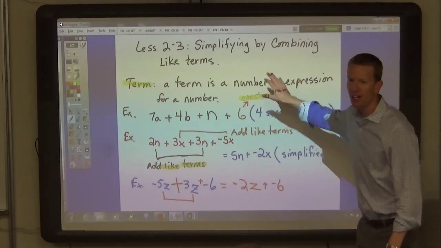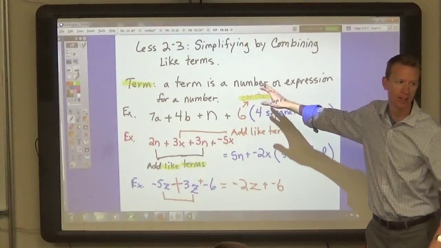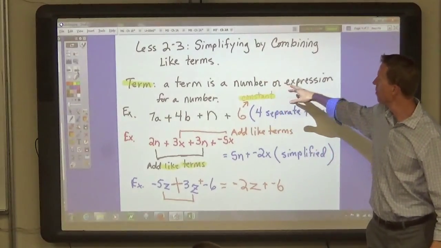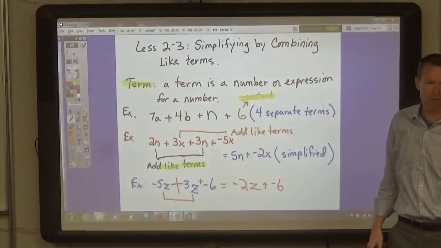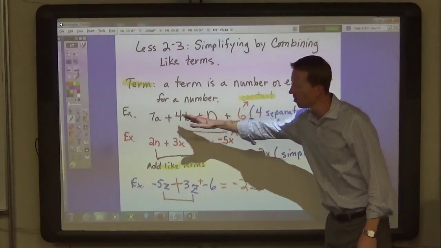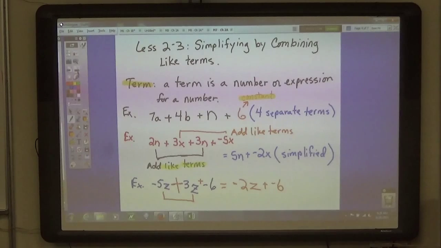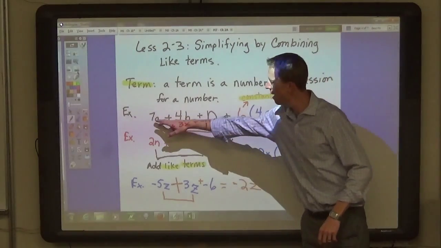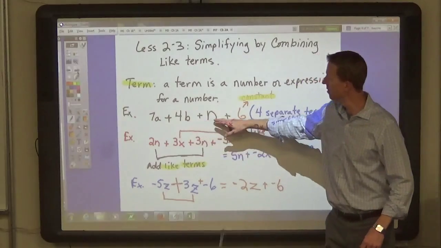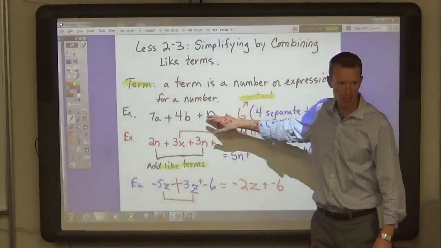Simplifying. What we're going to be talking about today is like terms. Okay? Now, in math, terms mean part of a math sentence. Okay? They're kind of like words in a sentence. Terms are kind of like words. In this case, 7a, 4b, 1n, and the number 6 are all terms that make up this math expression.